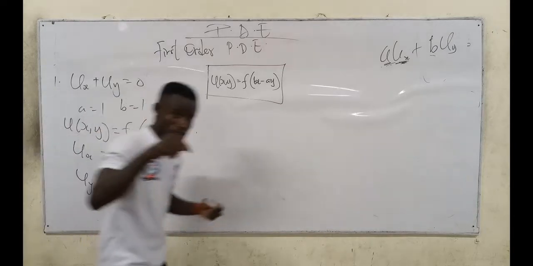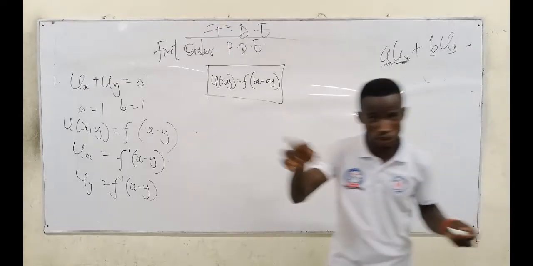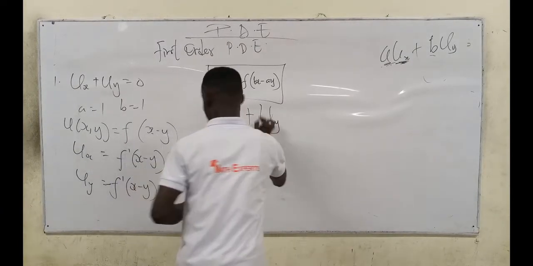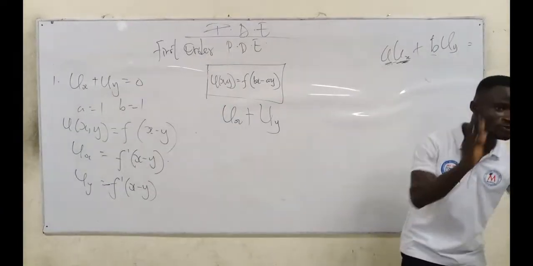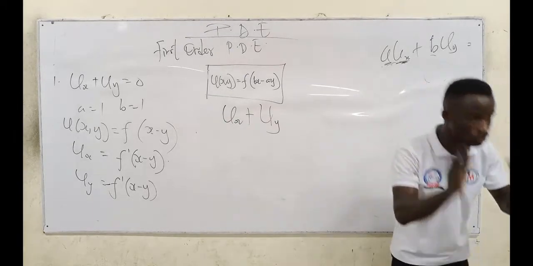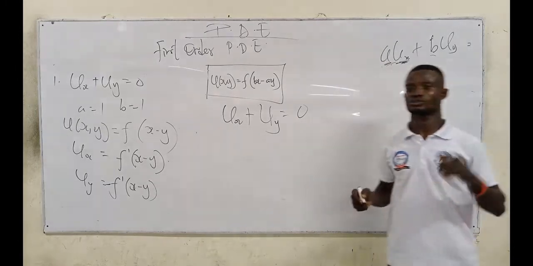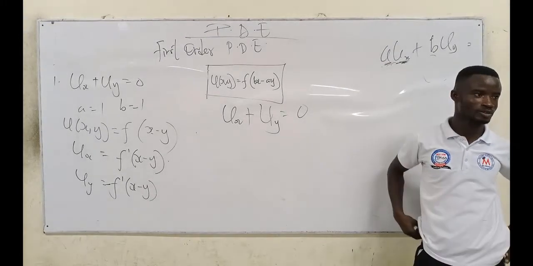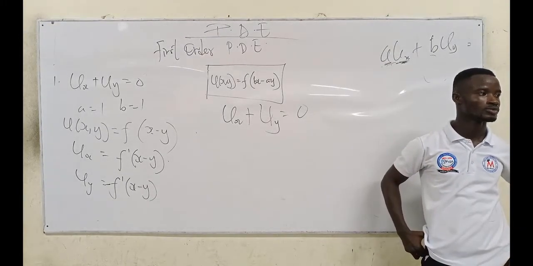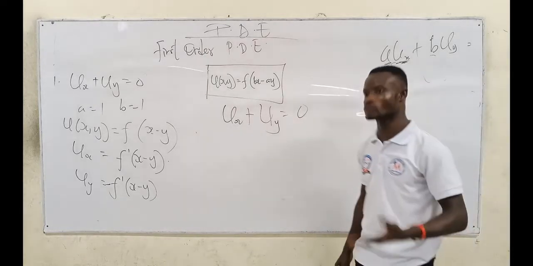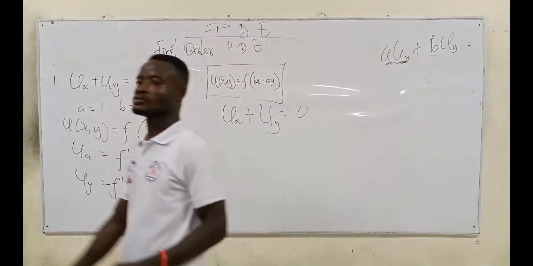Now, for you to see whether it's an equation or not, you just have to add the two and see if you get 0 equal to 0. If you don't get 0 equal to 0, that means that it's not what? A solution. Add it and see. You get 0 equal to 0. That is the solution. That's all about directional derivative.